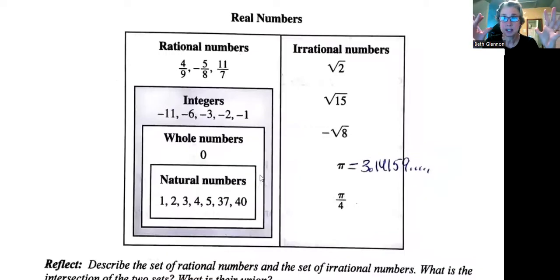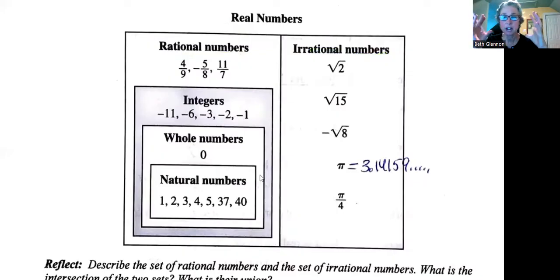The first set of rational numbers are just our fractions, like 4/9, -5/8, 11/7. All of our numbers that are rational, we can write as a fraction. Okay, so again, irrational over here, those numbers can't be written as a fraction. Rational over here, we can write them as a fraction.